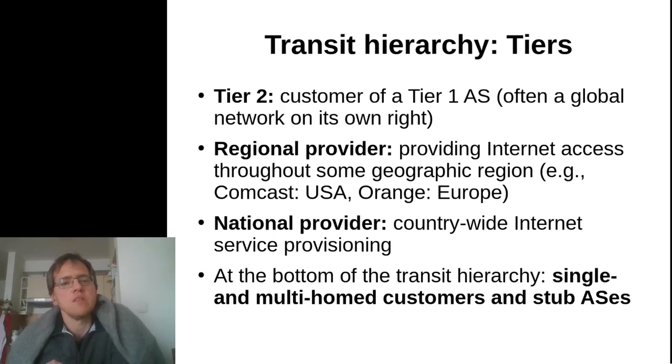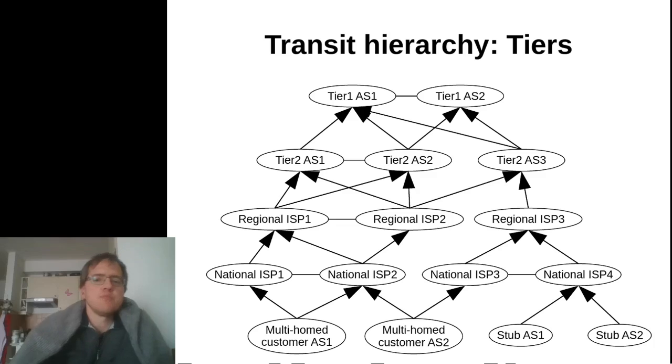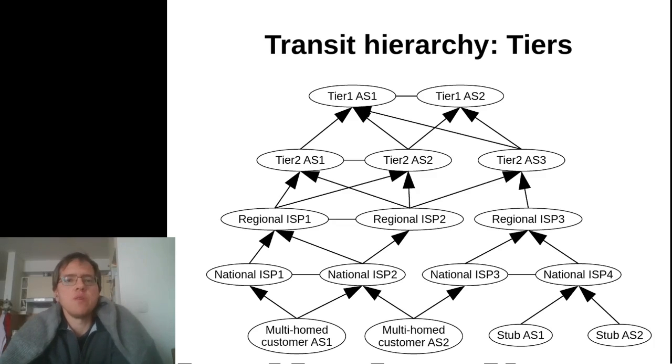So national providers are tier 4. These are country-wide internet service provisioning enterprises. And at the bottom of the transit hierarchy, we have single and multi-homed customers and stub ASs. So this is basically the internet edge. This brings us to what we call the transit hierarchy of the internet.